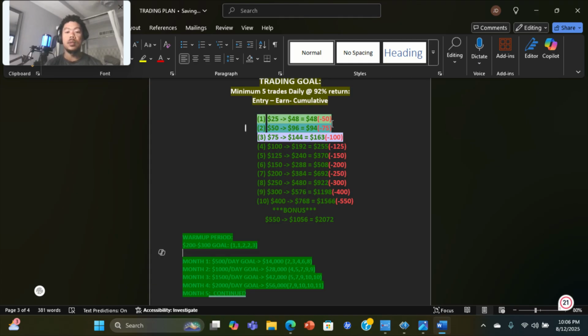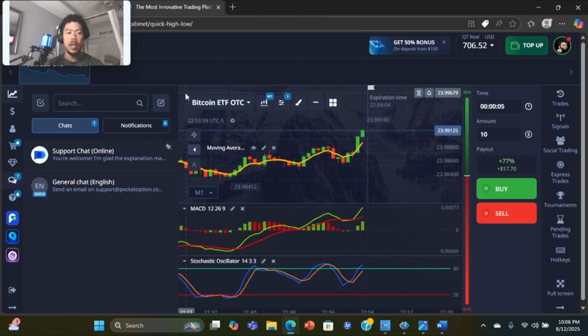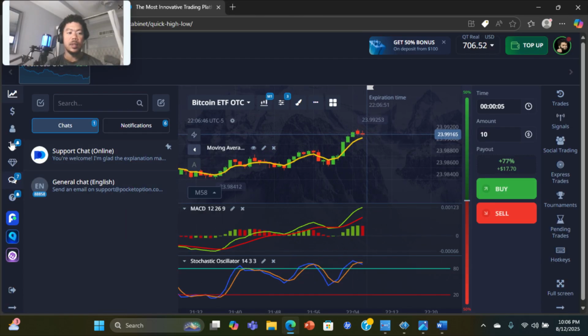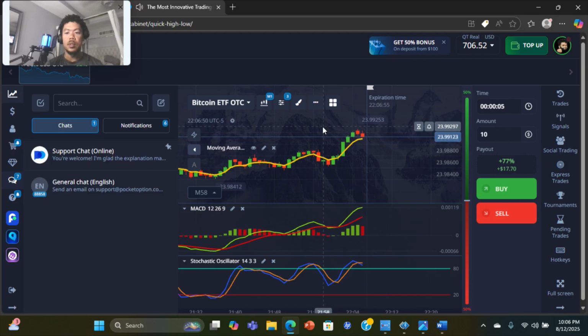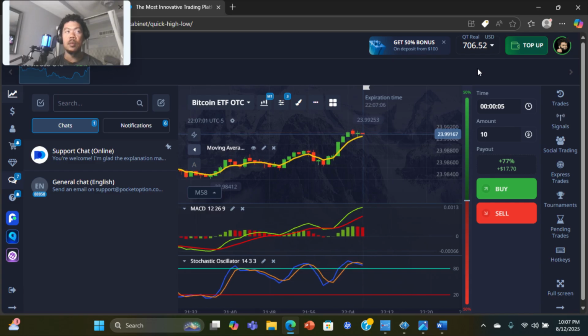Now the issue is, and I shouldn't say it's an issue, it's a good problem, but when you join Pocket Option, you have all types of gifts that they give you and freebies, right? So the first freebie was the 100% bonus that they gave me for my deposit. I was planning on starting this with $250.